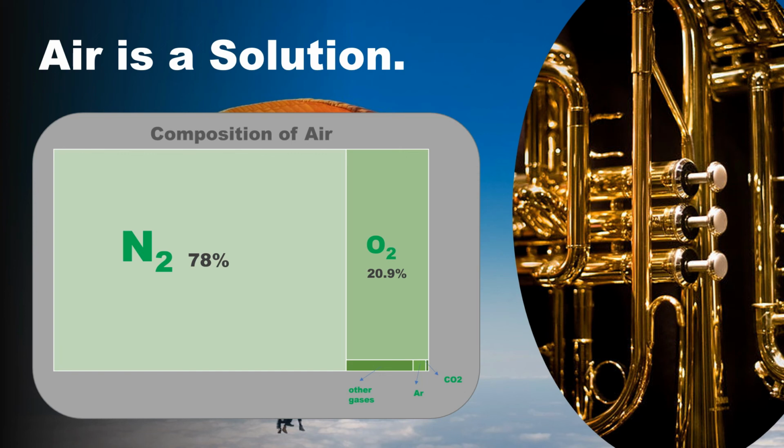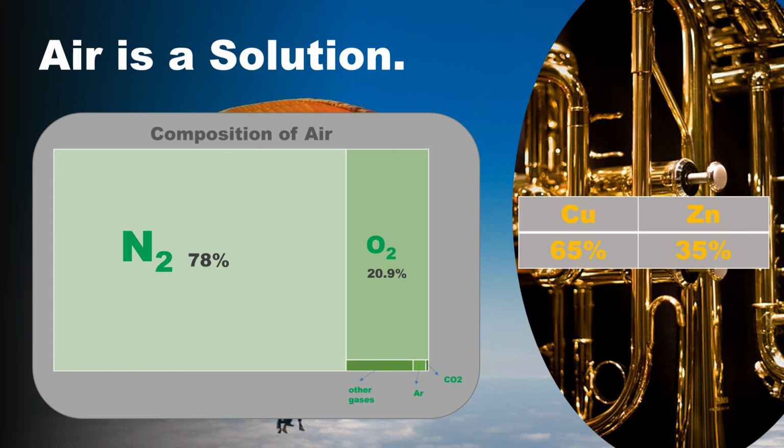The same is true of brass. It varies depending on the ratio of copper to zinc, but copper is 65% and zinc 35% in general, and zinc, a solute, is dissolved in copper as a solvent.